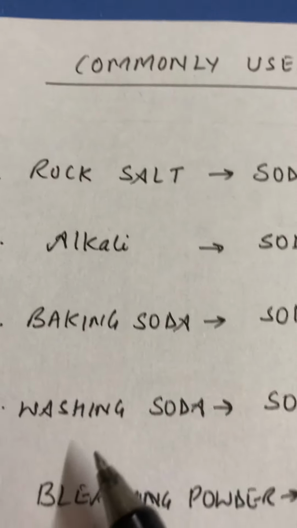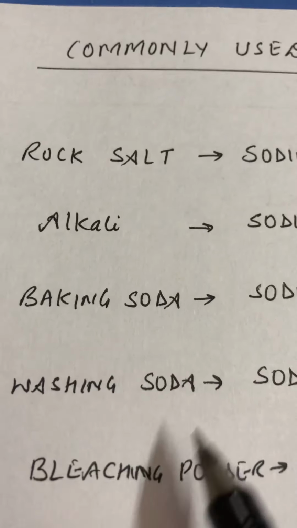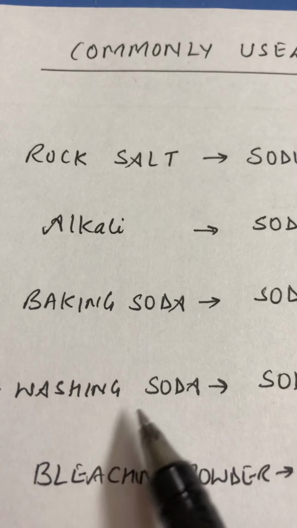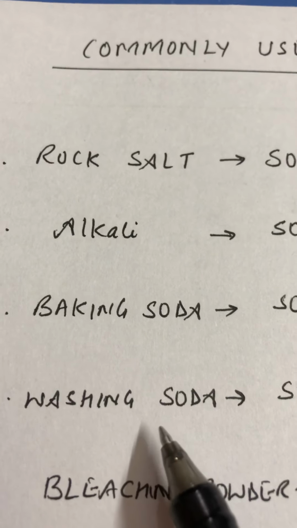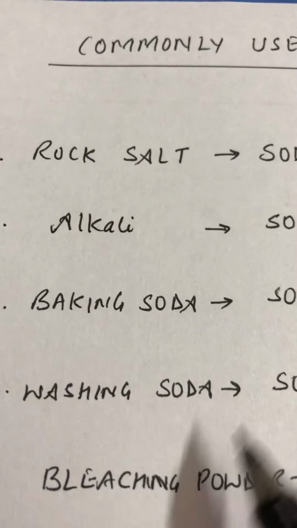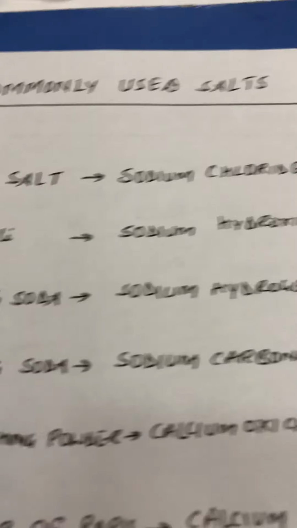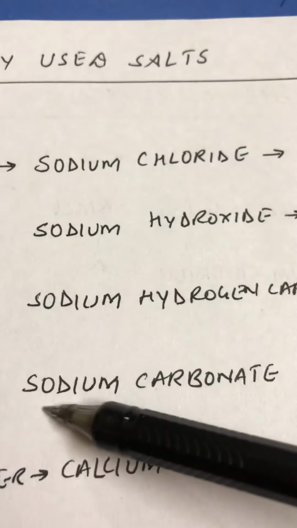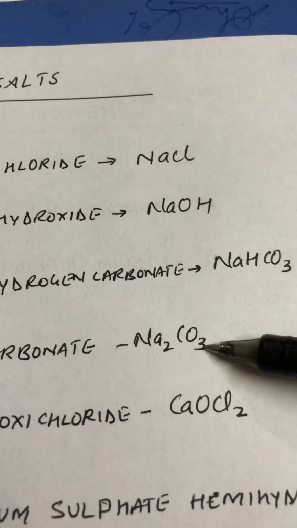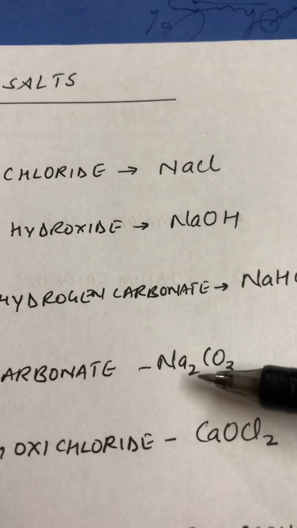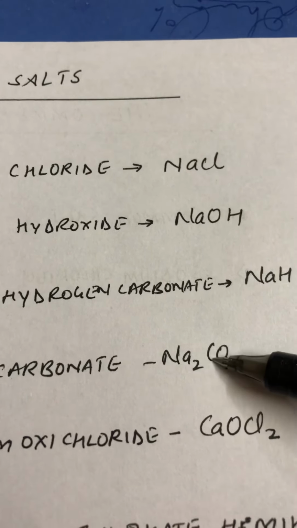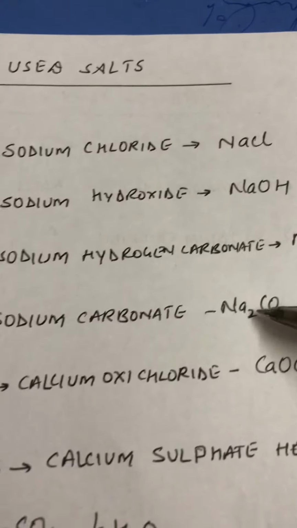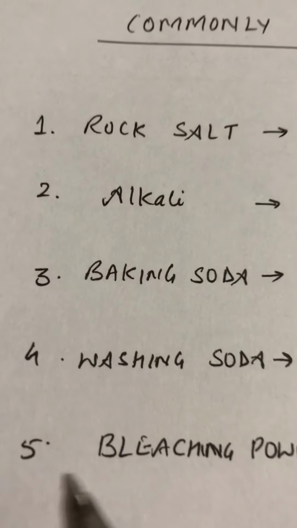Washing soda. Washing soda, as the name again is implying its meaning, all the soaps and all the washing powders, the shampoos that you use in your daily life contain this chemical called washing soda, which is nothing but sodium carbonate, Na2CO3. This compound has cleansing properties. Hence, it is a part and parcel of all the cleaning materials that we use in our daily life.